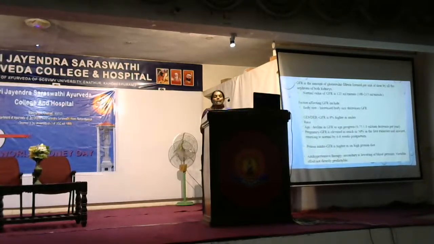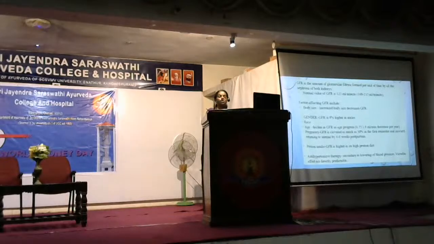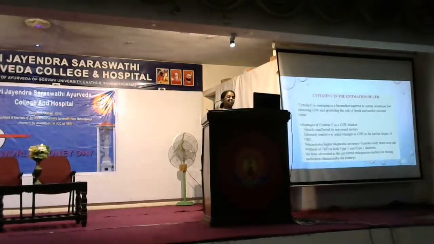In pregnancy, in the first trimester, a 50% rise will be there, and it becomes normal after 4 to 8 weeks of pregnancy. And as age advances, glomerular filtration rate will decline. So we should think of all these things parallelly when we are prescribing a glomerular filtration rate test for the patient. Also, antihypertensive therapies can directly or secondarily alter the glomerular filtration rate.